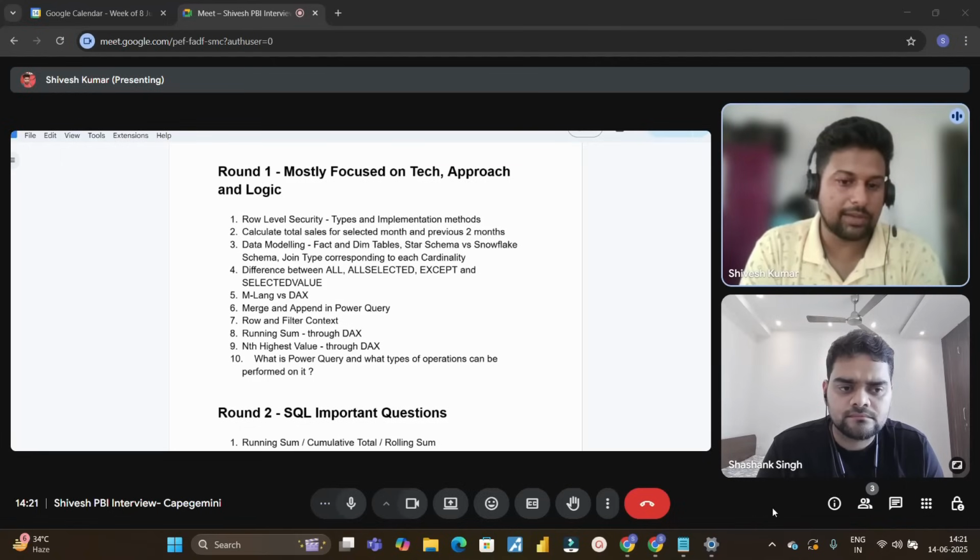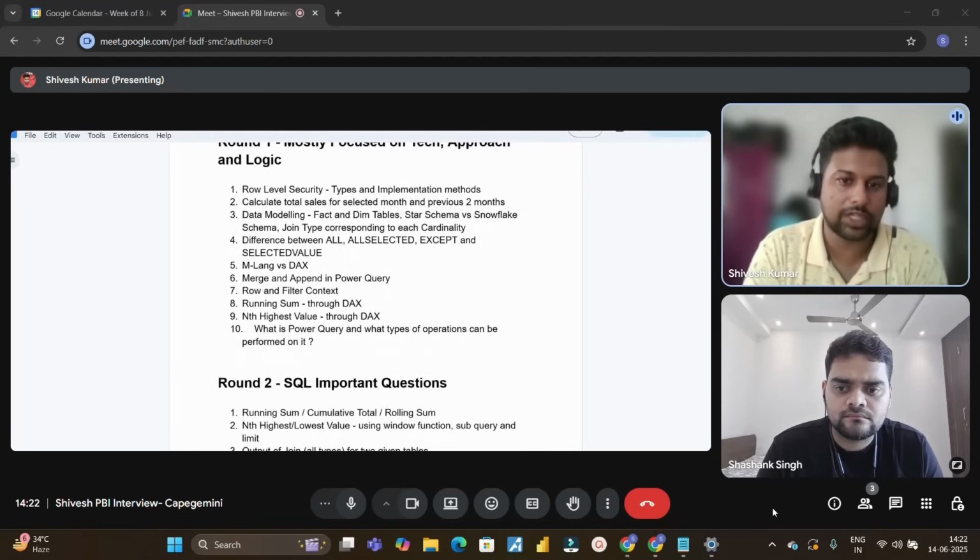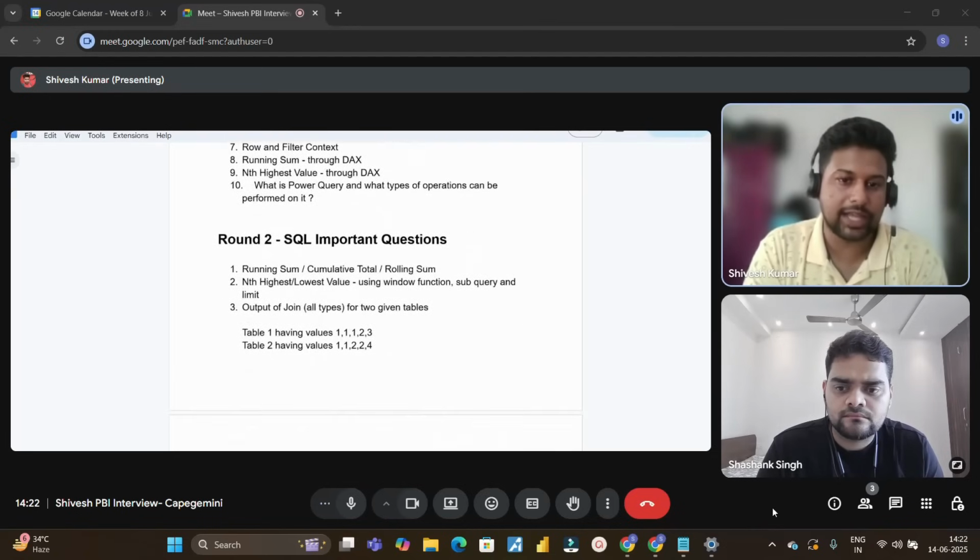We have running sum, so this is a generic one. We have questions like running sum and nth highest value. This is an important one where, based on a selected value, we should be getting the rank. Most of these questions are from Power BI and were asked in round two.